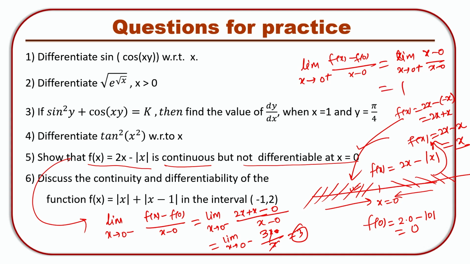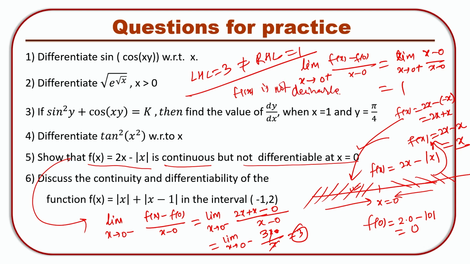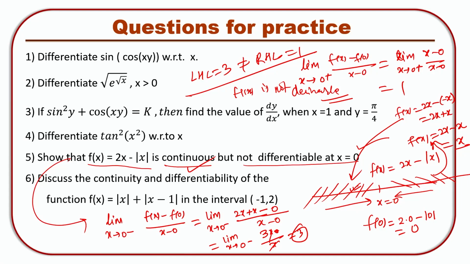So as you can see, the limit does not exist, as the left hand limit is 3, which is not equal to the right hand limit, which is 1. So that's why this function f of x is not derivable at 0. What about its continuity? Check yourself that this function is continuous at x equal to 0. So this is the end of differentiability and its examples. Thank you so much.